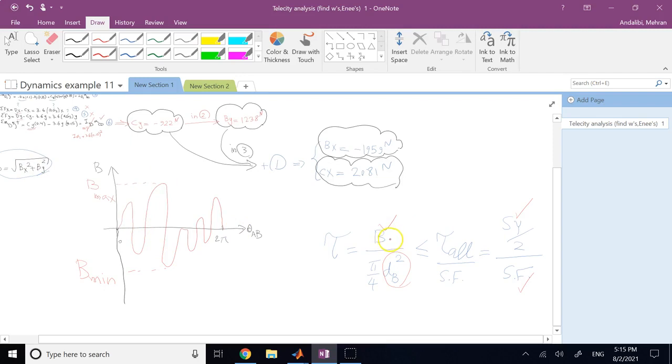Well, probably the max between B max and B min if the material behaves the same in compression and tension. If the material behaves differently under compression and tension, you have to do this separately and then choose the minimum load or the maximum diameter between the two, correct? So let's say here this B max in magnitude is less than B min, for example. Then here you have to use B max if the material behaves the same in compression and tension.